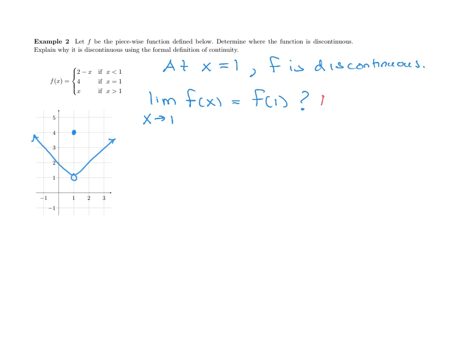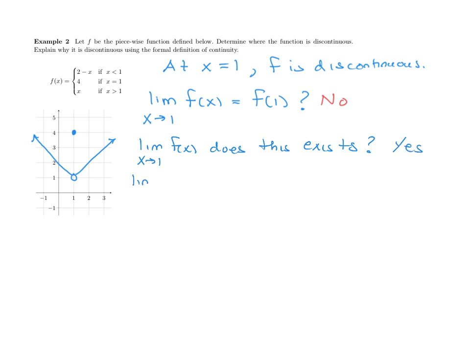So the answer is, something's got to be wrong here. And there's only 3 things it could be. It's either that the limit doesn't exist, or that the function is not defined, or they're both defined and exist and aren't equal to each other. Well, let's start with the limit as x approaches 1 of this function. Does this limit exist? And the answer is yes.